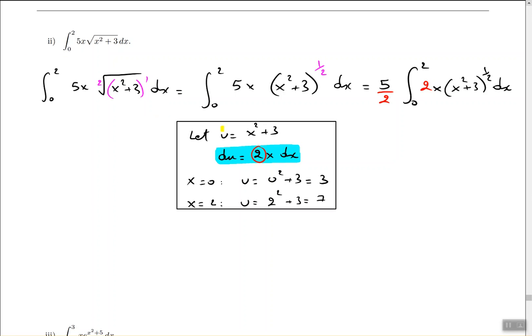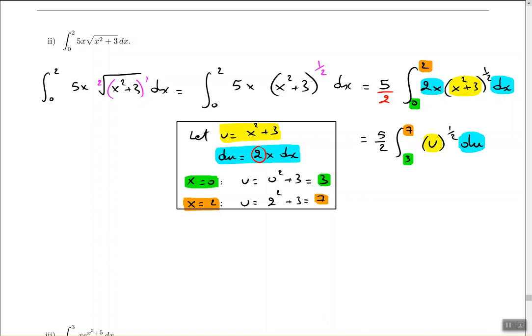So let's see. U is going to replace x squared plus 3. So anytime you see x squared plus 3, you're going to write down the letter u. And anytime you see 2x and a dx, write down du. And also, anytime you see x equal to 0, write down 3. So instead of 0, we're going to put a 3. And finally, instead of the 2, we're going to write down 7. So there's the setup with all the changes being made.